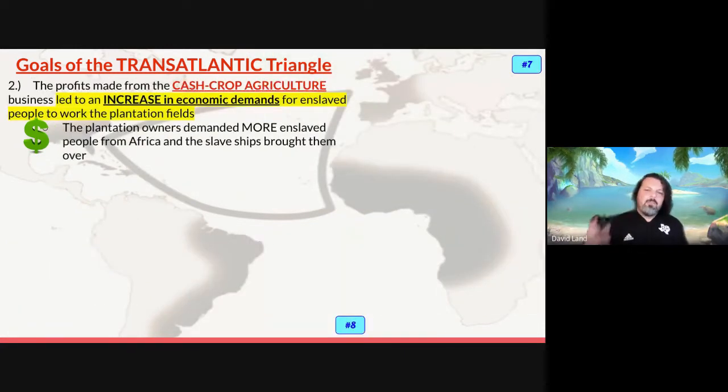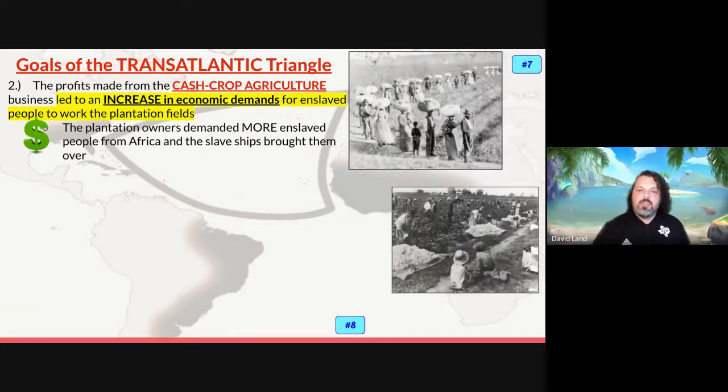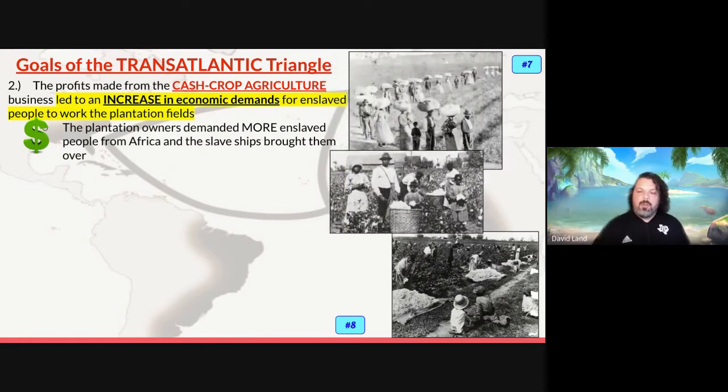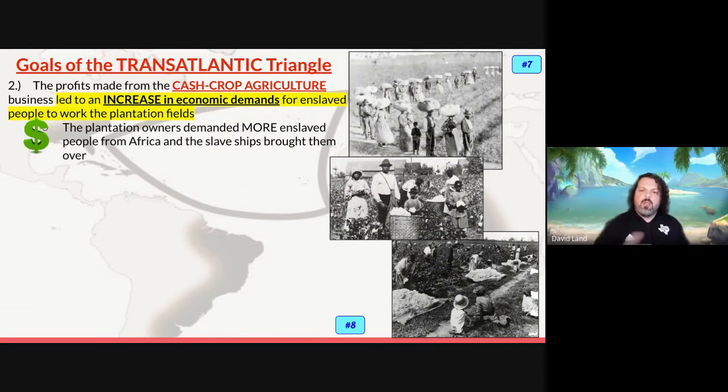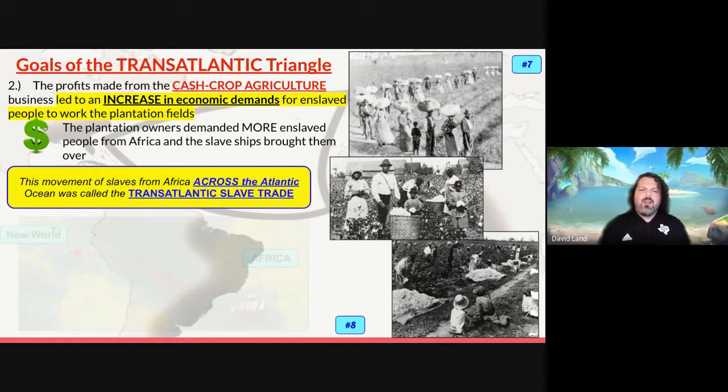Now, the second primary goal of the triangle was for the profits made from the cash crops to increase the demand of that economics around the world. In other words, it didn't just affect the plantations. It also affected the people buying the goods in different parts of the world, like in Europe or even Africa. So these plantation owners demanded that more slaves be brought over to the New World so that these farms or plantations could make more crop, so that they could make more money. It was all connected, all like chain links.